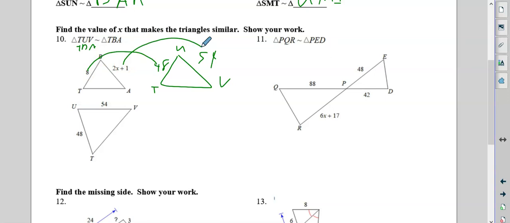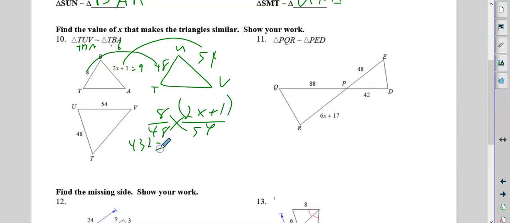Okay, so if you notice, 8 times 6 is 48. So if we divide by 6 going that way, that means this equals 9. So you could just do that, subtract 1 and divide by 2, and you'd find out that x is 4. But let's set up proportions. So 8 to 48, and 2x plus 1 to 54. And we're going to cross multiply, and don't forget the parentheses, we're going to get 432 equal to 96x plus 48.